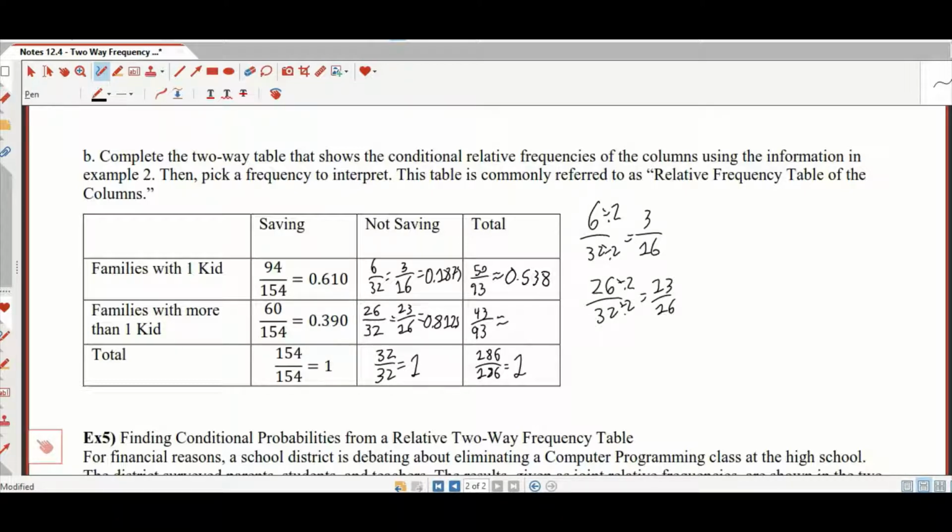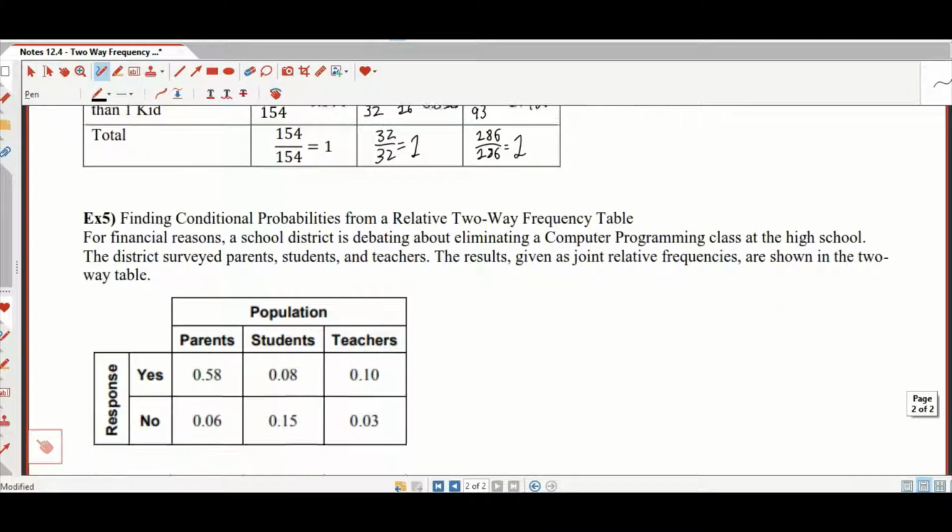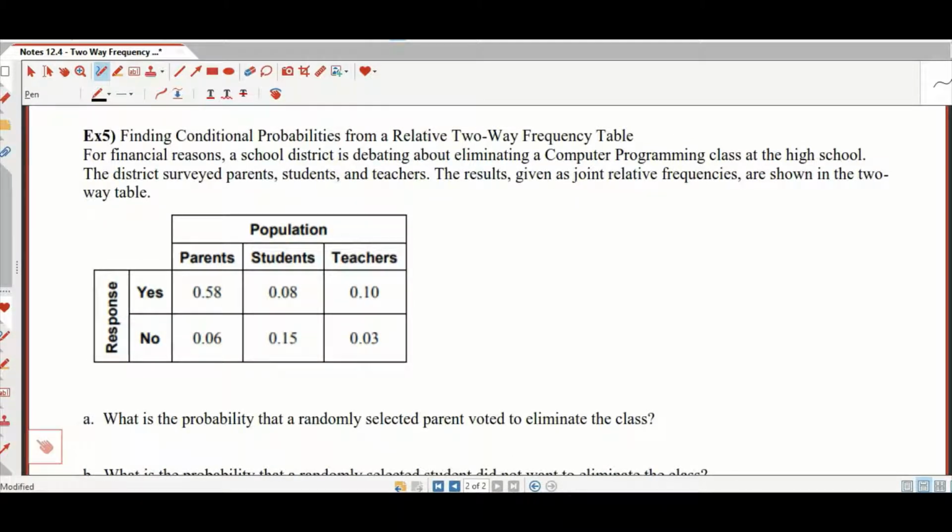About 53.8% of the people we talked to are families with one kid. And 43 over 93 is about 46.2%, 0.462. So that was just doing it by column instead of row. Finding conditional probabilities from a relative two-way frequency table.